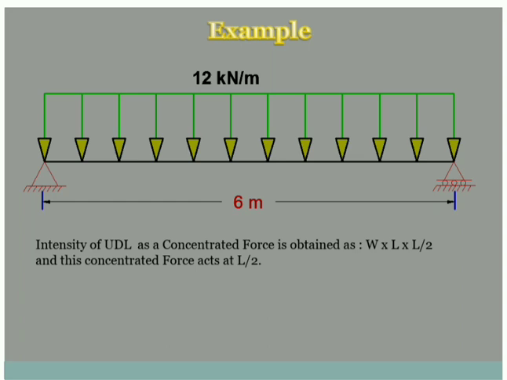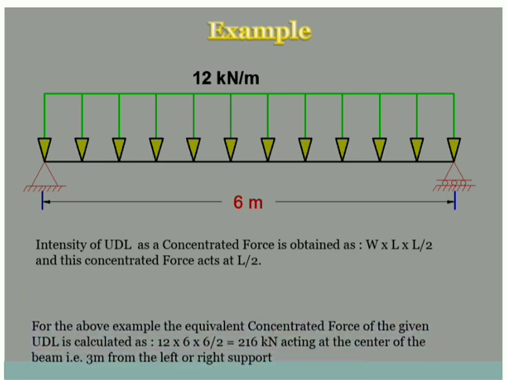This is one more important point which you note. When we convert a UDL to a point load, where will it act? It will act at the center of the span over which it is acting. The single force will act at the center and its intensity will be W into L by 2, where L is the span over which the UDL is acting.